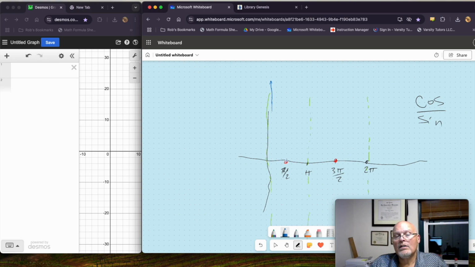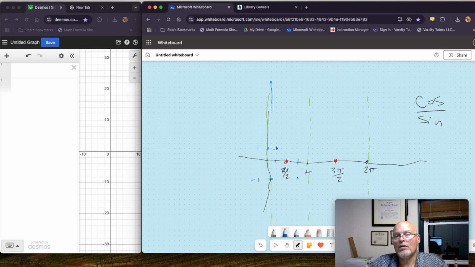We know that at pi over 4, which is where sine and cosine are both root 2 over 2, that's when I'm going to have my 1 because they're equal. And similarly, at 3 pi over 4 in the second quadrant, I'm going to be at negative 1.